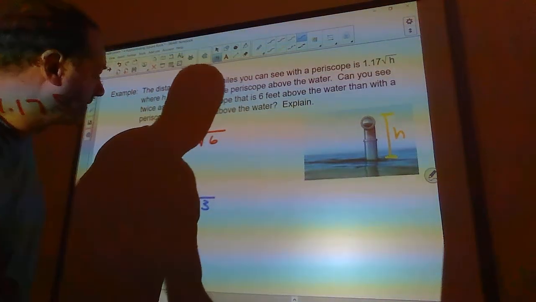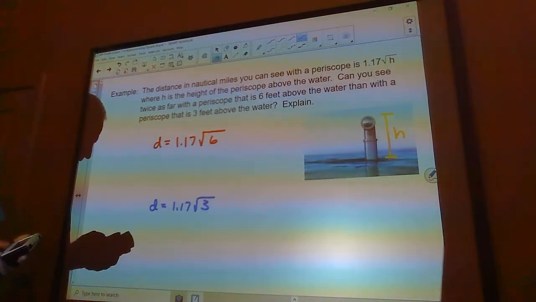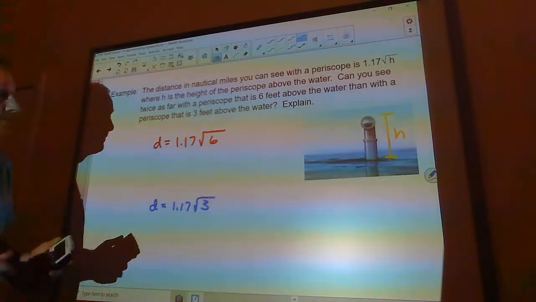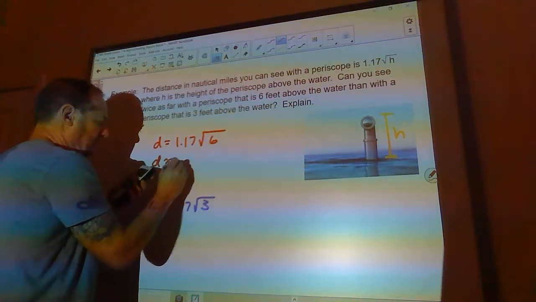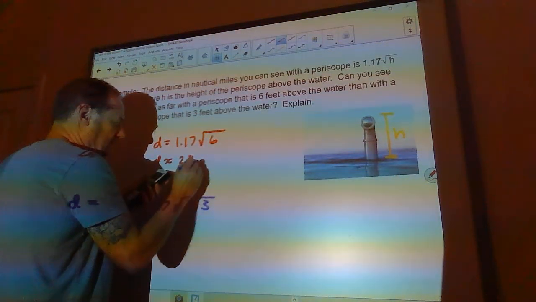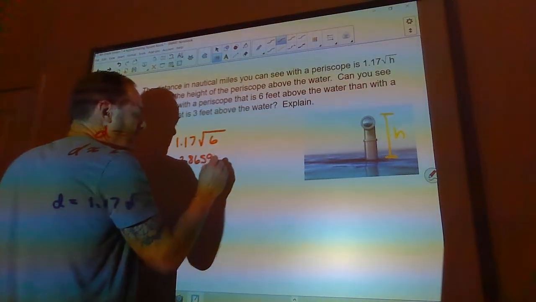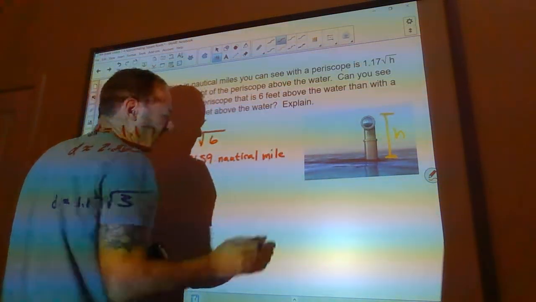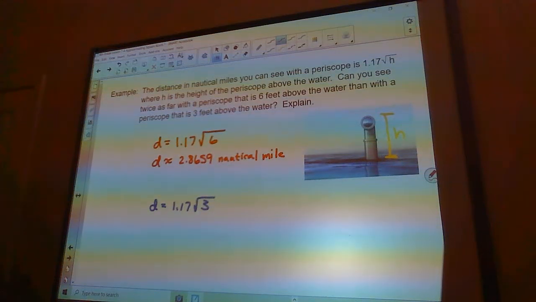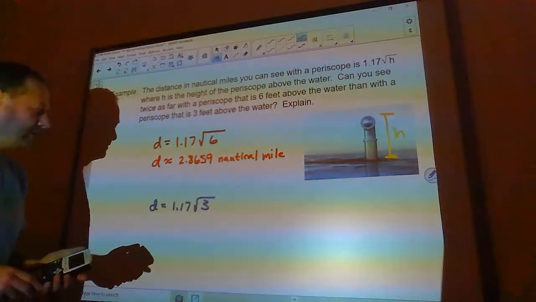Okay, so let's just figure these out. This would be something I would use my calculator for. 1.17 times the square root of 6 comes out to be approximately 2.859 miles, nautical miles. Now, what's a nautical mile? A nautical mile is, I think it's a little bit longer than a regular mile. It's close, but it's not the same distance. I can't remember if it's longer or shorter. I believe it's longer though.